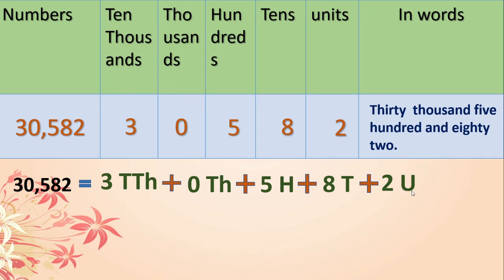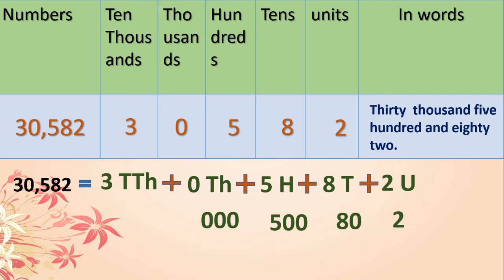Now we will write the same numbers by using the digits. 2 unit. Unit means 1. So 2 multiplied by 1 is nothing but 2. Right? 2 unit means 2, isn't it? Now 8 tens. Tens means 10. 8 into 10, that is 80. Correct? 5 into 100, that is 500. 0 into 1000, how much? That is 0. Because we know that when we multiply 0 with any number, we get 0.